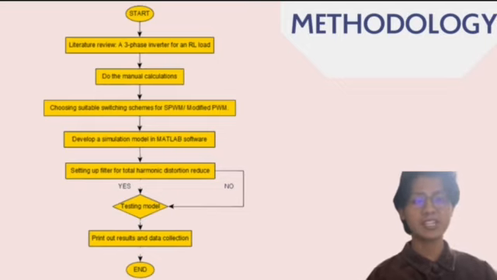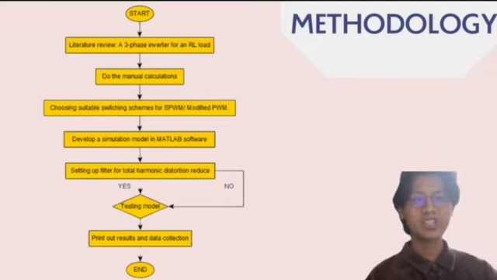The next process is to determine the switching scheme such as SPWM, TPWM, or modified PWM. In this project, our group is using SPWM because of several advantages, which is that it is suitable for all types of application, and it has low harmonic content in the output voltage and current, especially in the low frequency region.